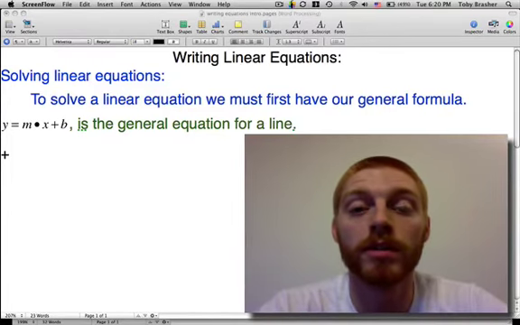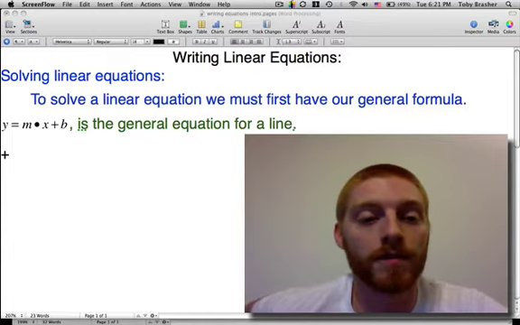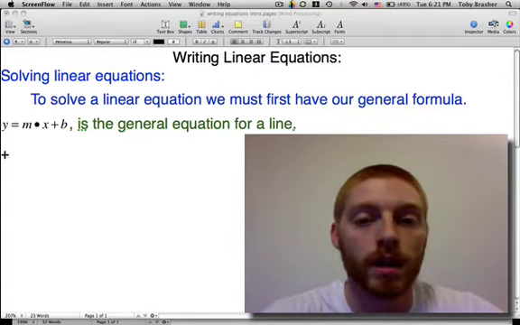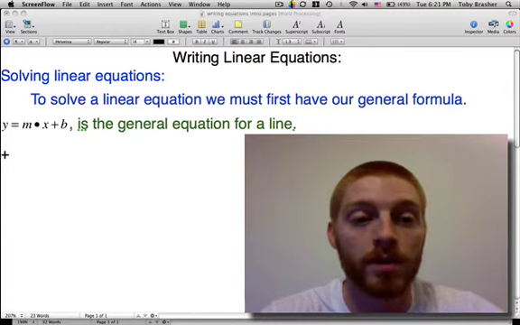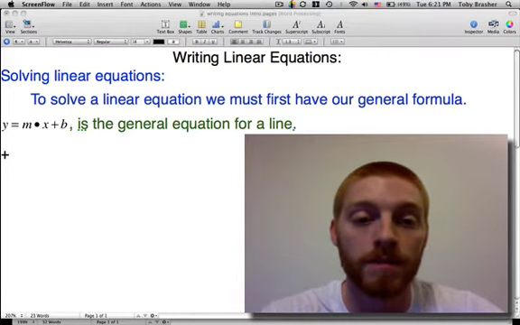Hello, this video is going to walk you through the basic steps on what you're going to need to know to write a linear equation. I have some things written on the screen right now, one of which is our first instruction. To solve a linear equation, we must first have our general formula, which I have in black there. It's y equals m times x plus b.